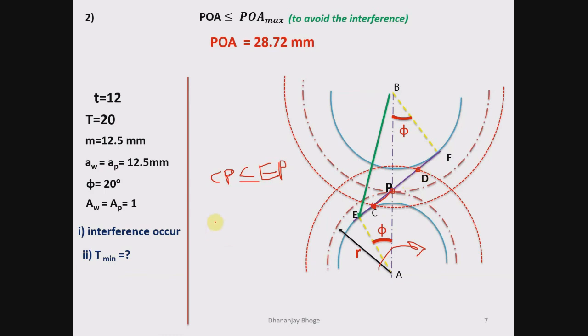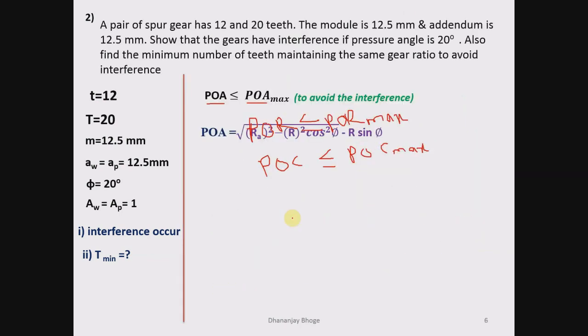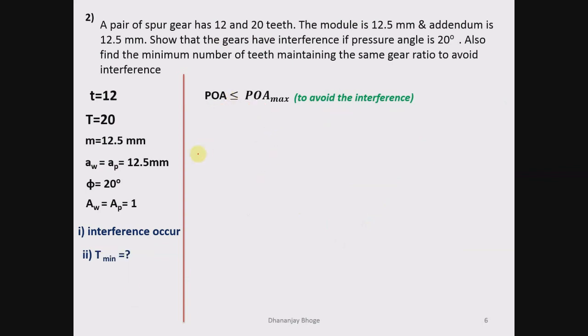आता पाथ ऑफ रिसेस कोणता झाला? PD. Its maximum value is PF. So you can also use this condition. Path of recess PD should be less than or equal to its maximum value PF. Okay, let's come back. So write down this: path of approach is less than or equal to its maximum value, to avoid the interference.